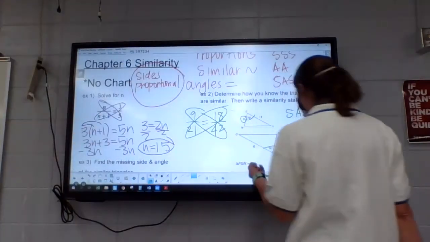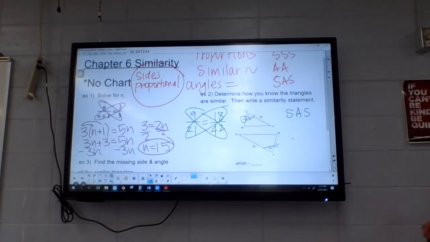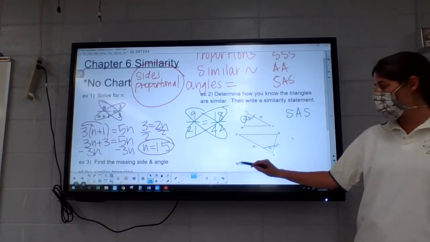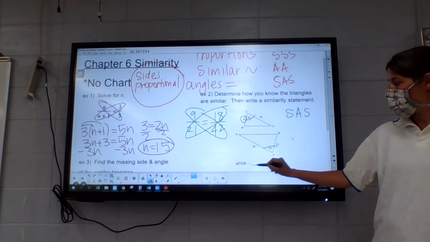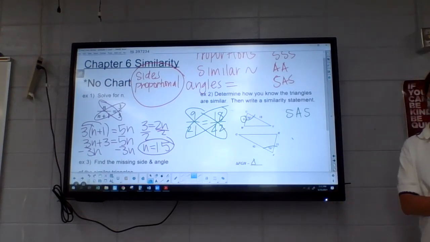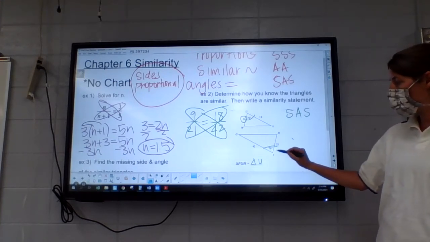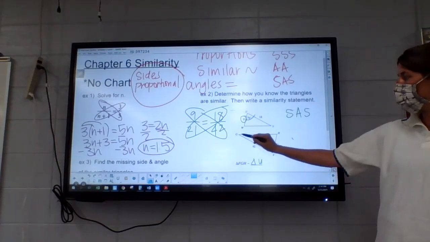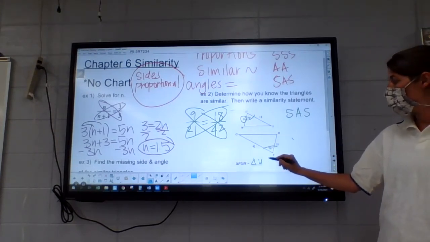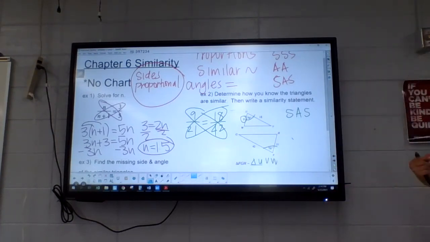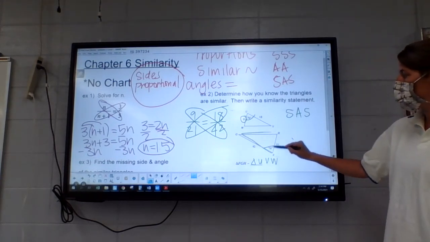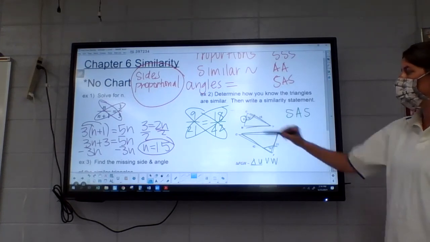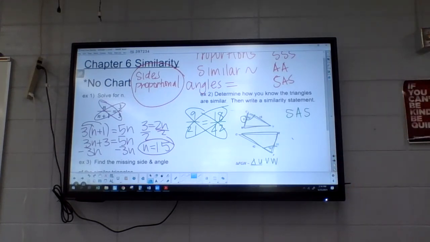So then the last thing is they want us to write a similarity statement, and they start us off, FGH. So we want that to be similar to what triangle? I have to start with U because U goes with the F, and then they went to G first, so you go to V, and then W. It has to go in that order because they went around this way, so we have to go around the big way first. Okay?